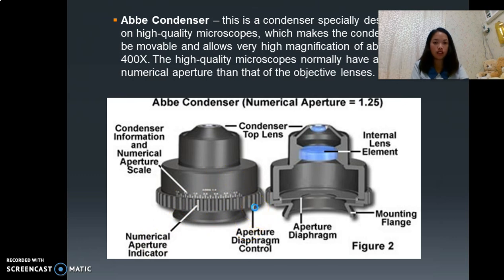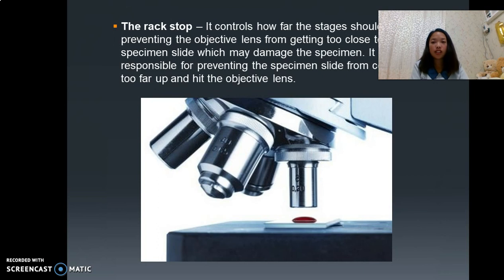So, next. The rack stop. It controls how far the stage should go, preventing the objective lens from getting too close to the specimen slide, which may damage the specimen. It is responsible for preventing the specimen slide from coming too far up and hitting the objective lenses. The rack stop prevents the user from moving the objective lenses too close to the slide.